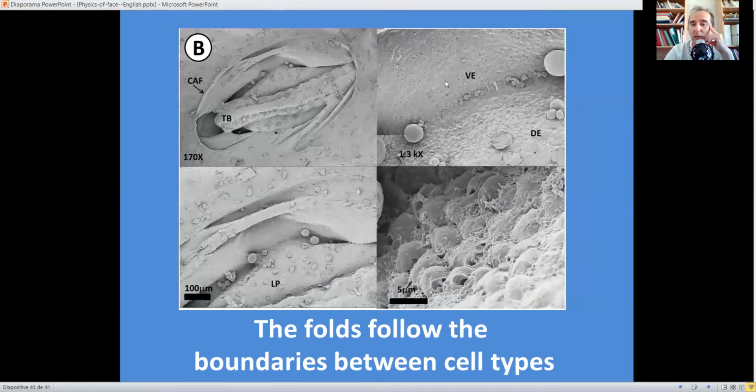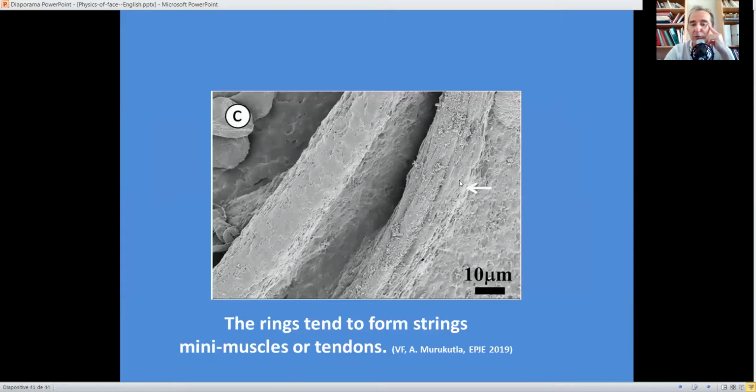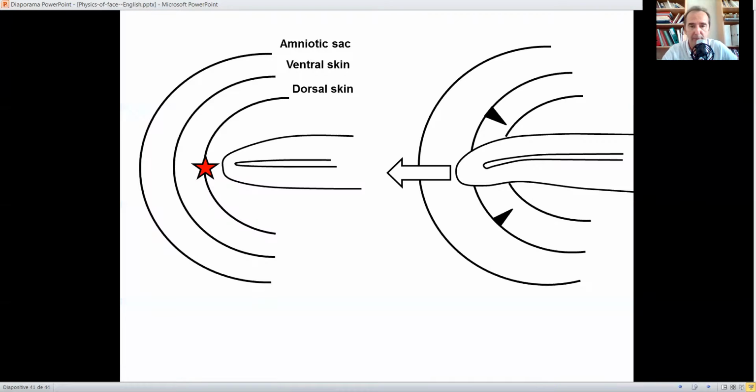Now, if you magnify more, you see that there is a ventral ectoderm and a dorsal ectoderm, and there is indeed a difference in cells, with smaller cells here and bigger cells there. So the folds follow the boundaries between cell types. If you magnify more the string, the cable, you see that it's tendon-like, it's like a little muscle. So in fact, the forces that drive the development of the embryos are just the same as the muscle force. And the cells are muscle-like.